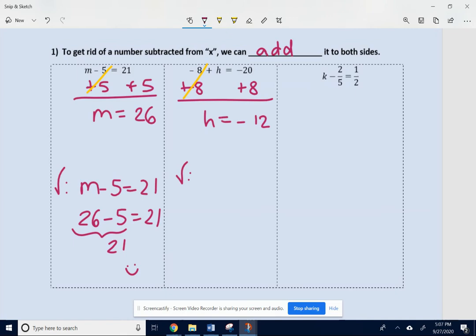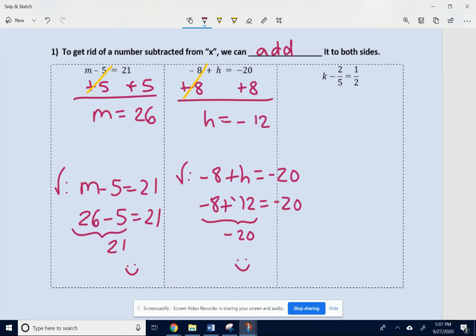If I had the original problem, negative 8 plus h equals negative 20, and I just found out that h is negative 12, I'm going to rewrite it and replace h with negative 12. Look what I got: negative 8 plus negative 12 equals negative 20. See, that's true. So that means negative 12 is the solution to that equation.